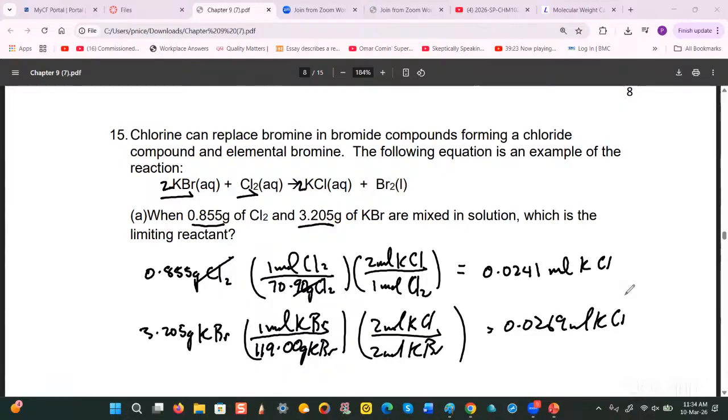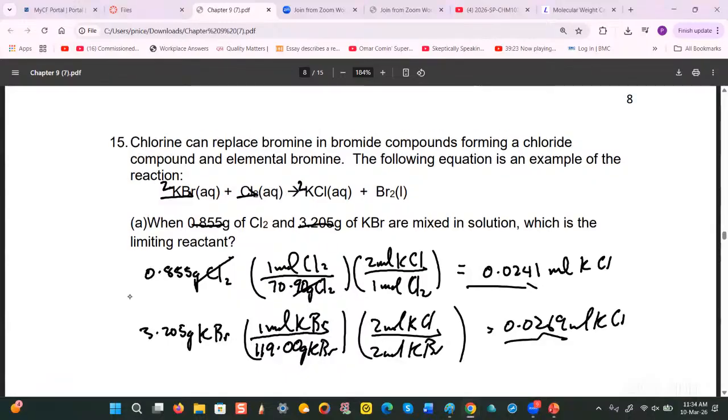Okay, so based on what we have just done, which of the two, the chlorine or the KBr, would be the limiting reactant? Chlorine. The chlorine, exactly, because this is lower than this, which means that this is the limiting reactant. All right, and that's it. So that's the answer for the A part. All right, any questions about this? Any questions? Nope.